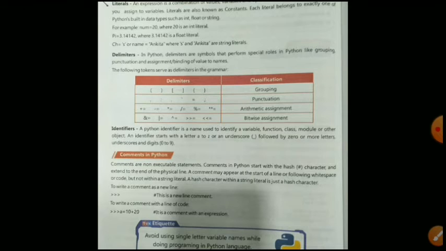A Python identifier is a name used to identify a variable, function, class, module, or other object. An identifier starts with a letter A to Z or a to z, or an underscore, followed by zero or more letters, underscores and digits 0 to 9.